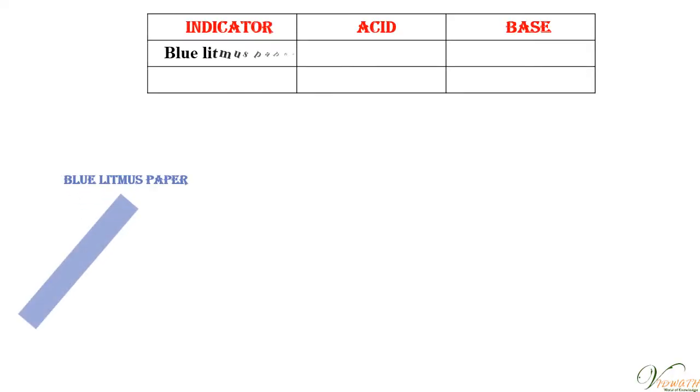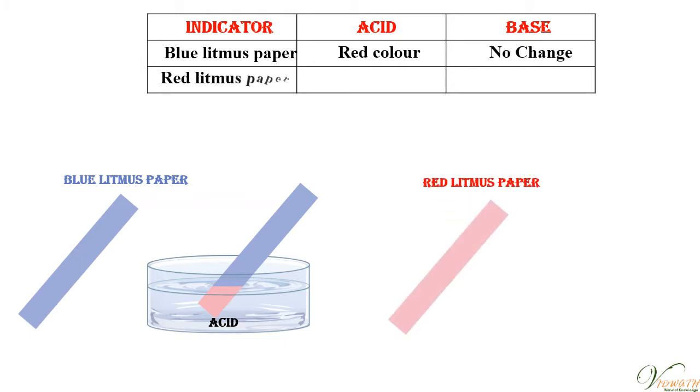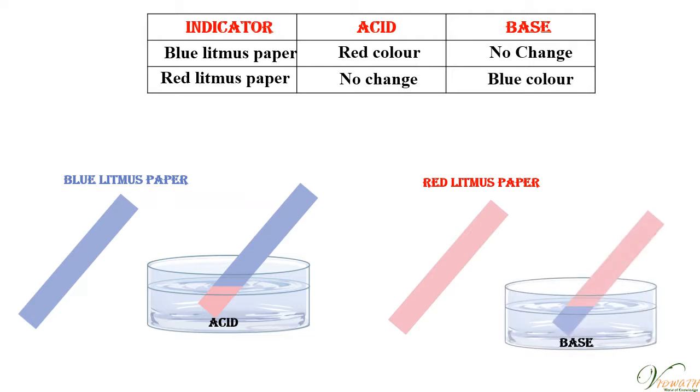Blue litmus paper in acidic medium changes into red color, in a basic medium does not change. Red litmus paper in acidic medium does not change, in basic medium changes to blue color.